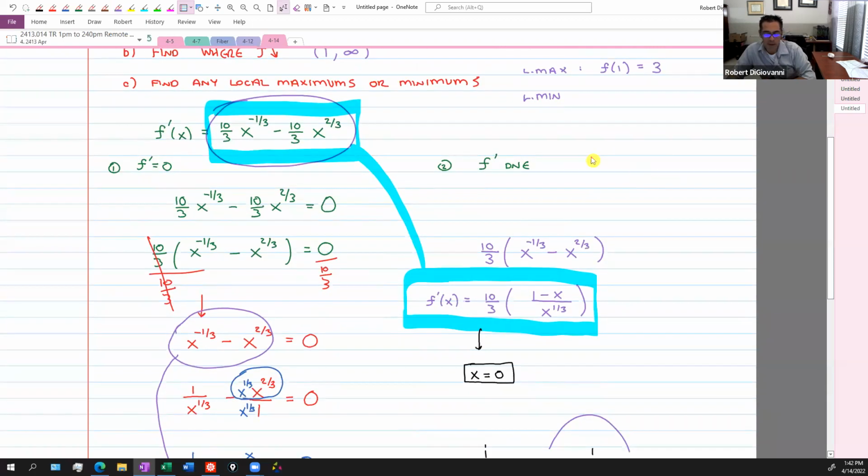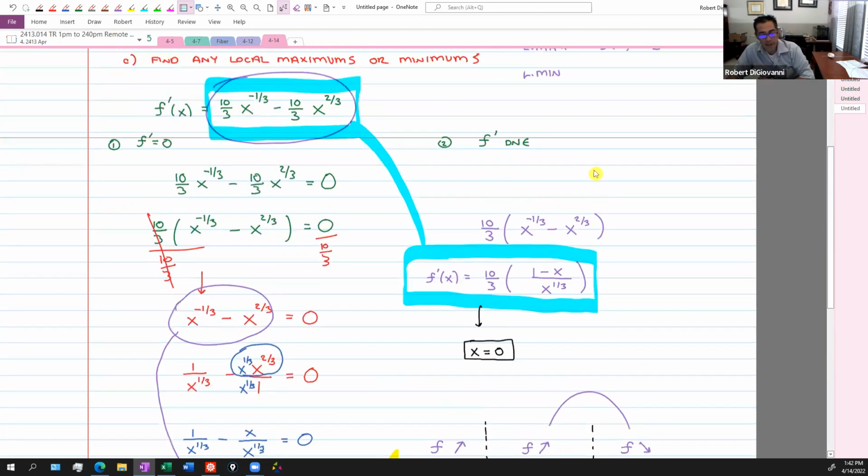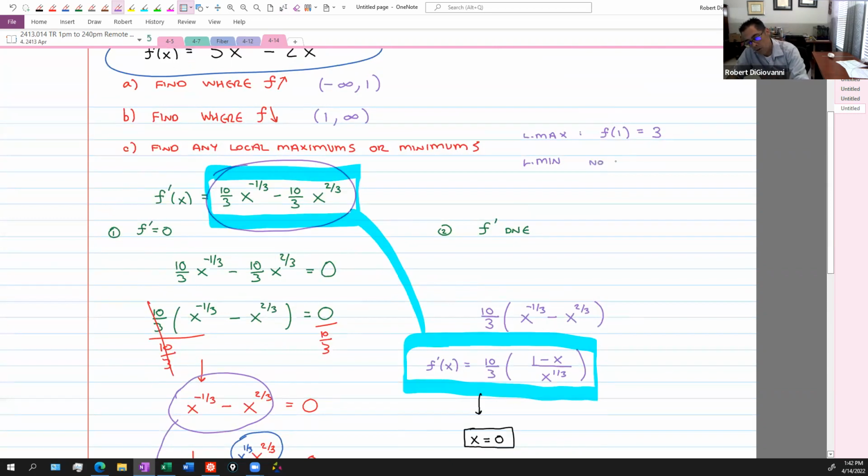And then what about a local minimum? Do we ever go down then back up? As you move from left to right, do we ever go down then back up? No, right? So that means you have none. Okay, we're done.